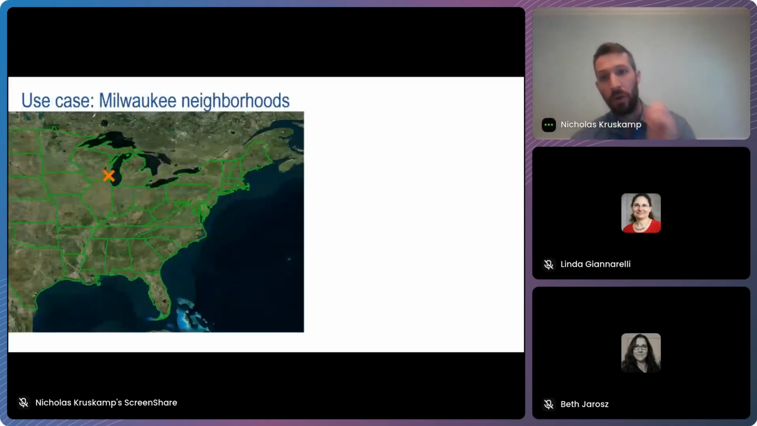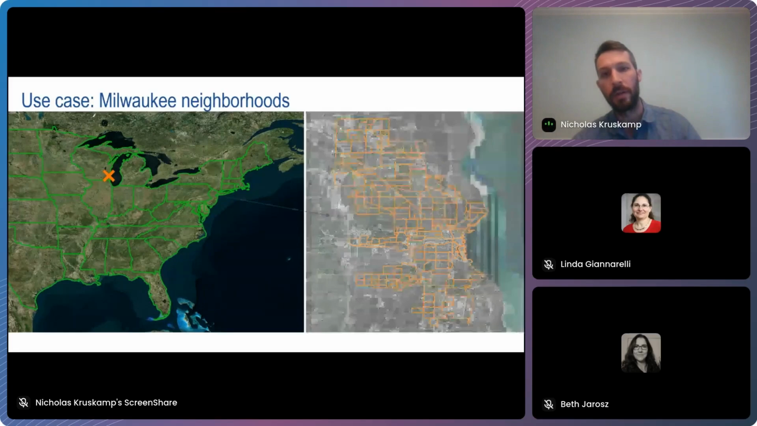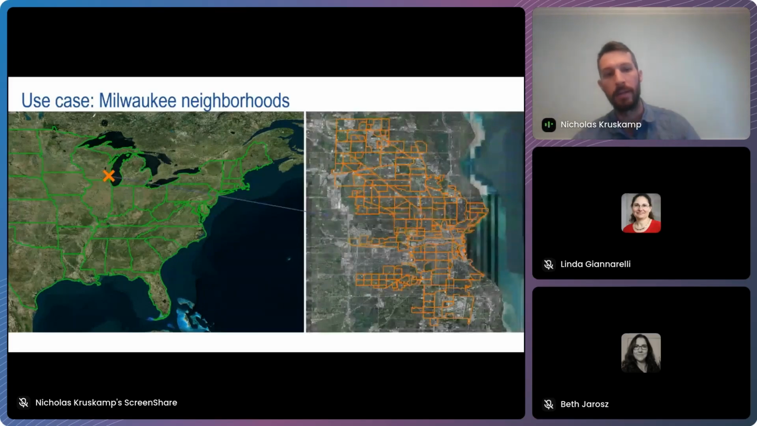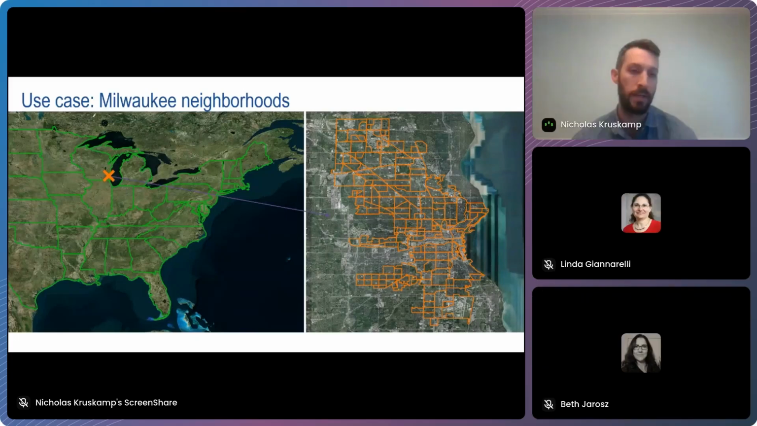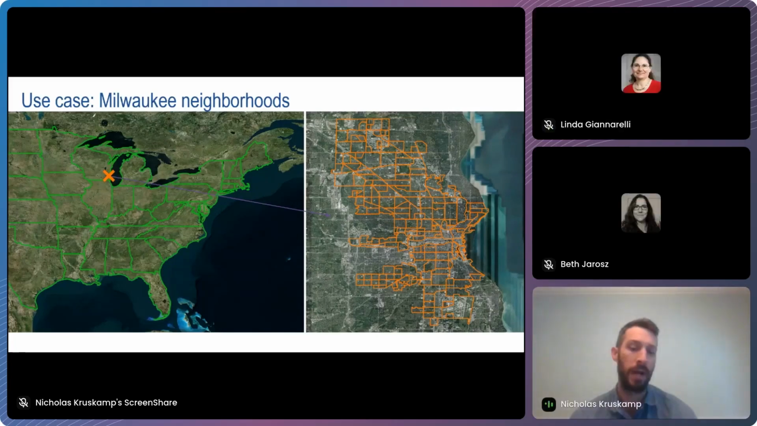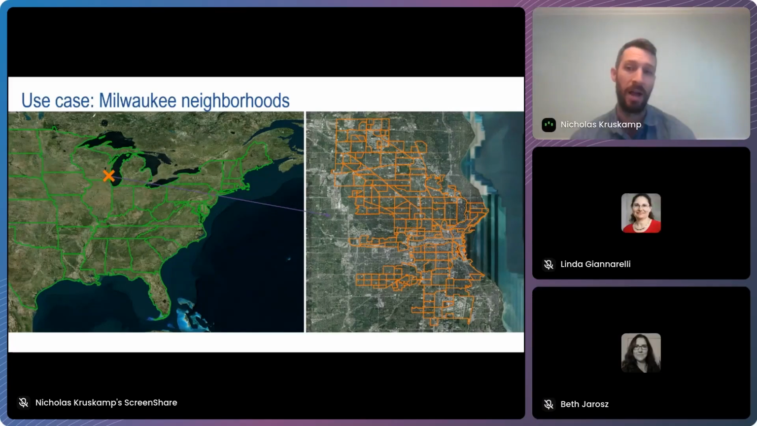So again, our use case is Milwaukee neighborhoods, and in the orange outlines, we see the neighborhoods themselves. Now, they're roughly the size of block groups, but again, the way that they're divided up across space does not align very well with the block groups.